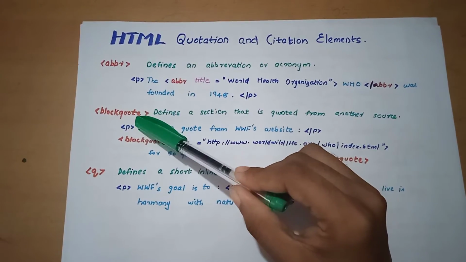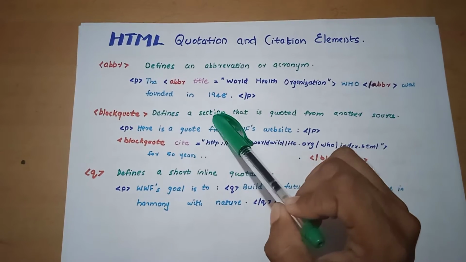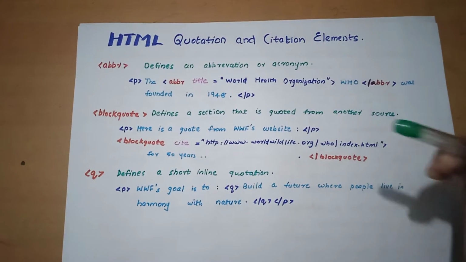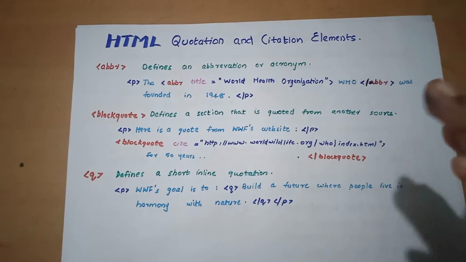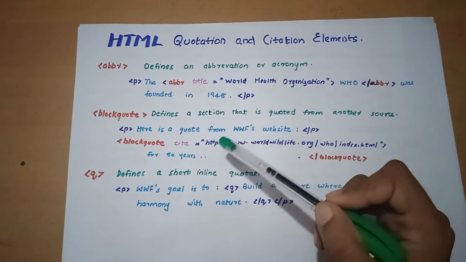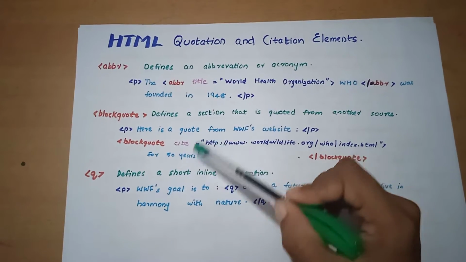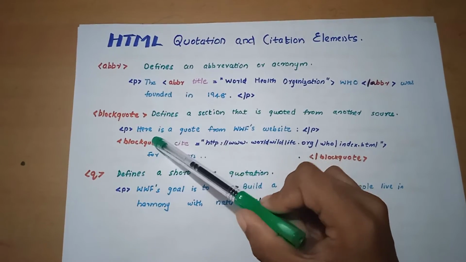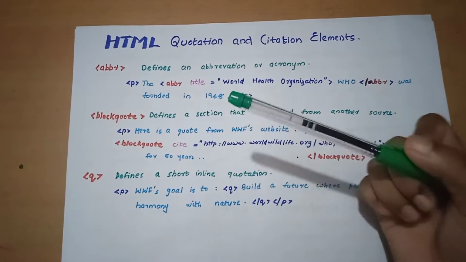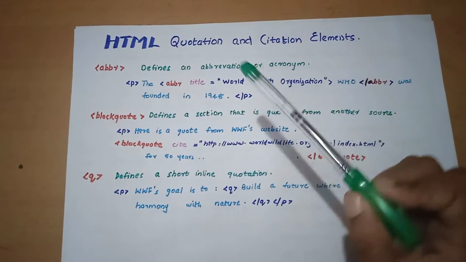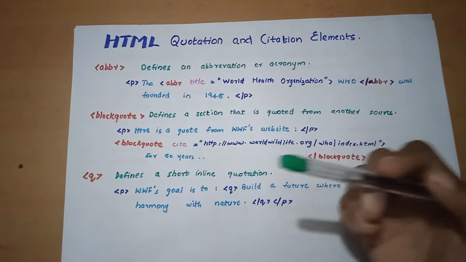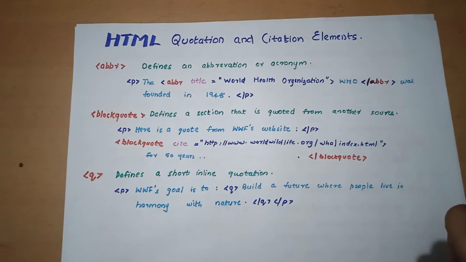Okay, so the next one is blockquote. It defines a section that is quoted from another source. So if we want to add a section of a paragraph or some data from other sources, we can add it into our web page through this tag. How it's done normally: here I wrote an example because I want to add a set of things from the WWF, that means the World Wildlife Fund, from that site.